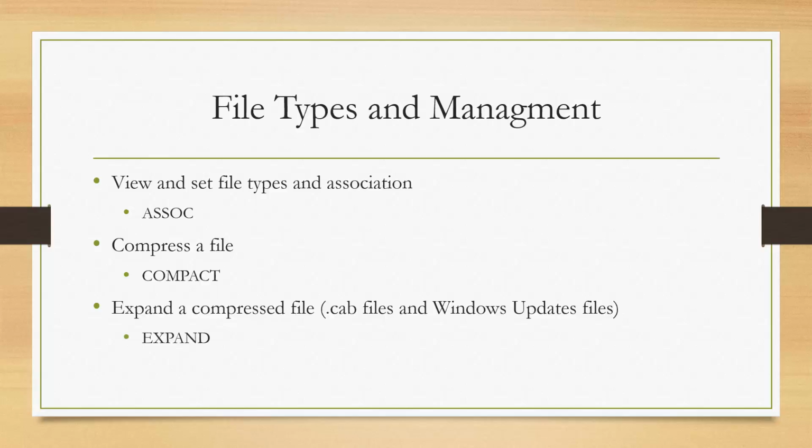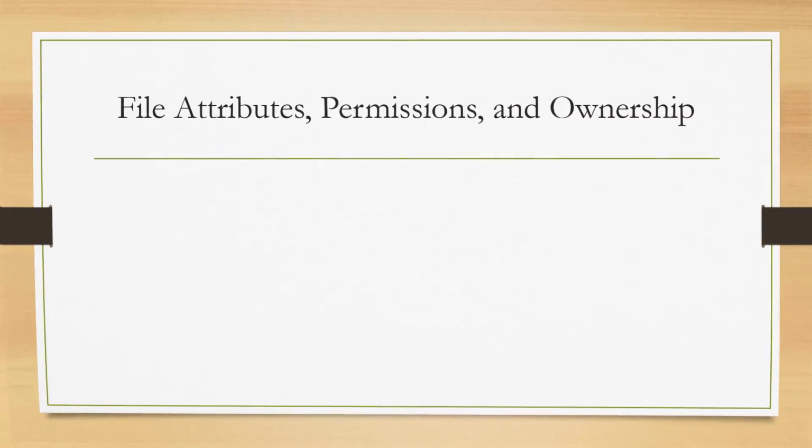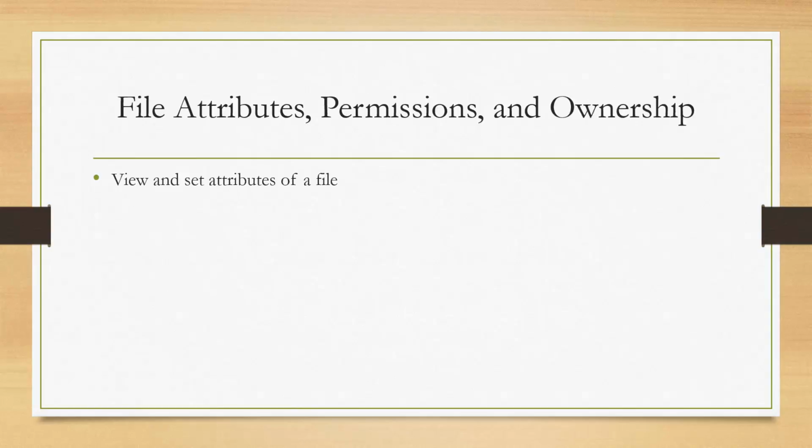Each file carries with it certain attributes, which are kind of properties or descriptors. And the four main attributes are read-only, system, hidden, and archive. We use the attrib command to view the existing attributes or to change an attribute of a file or files.